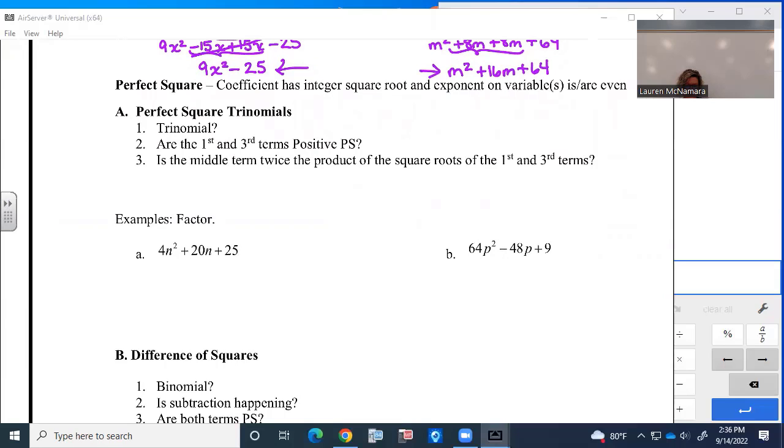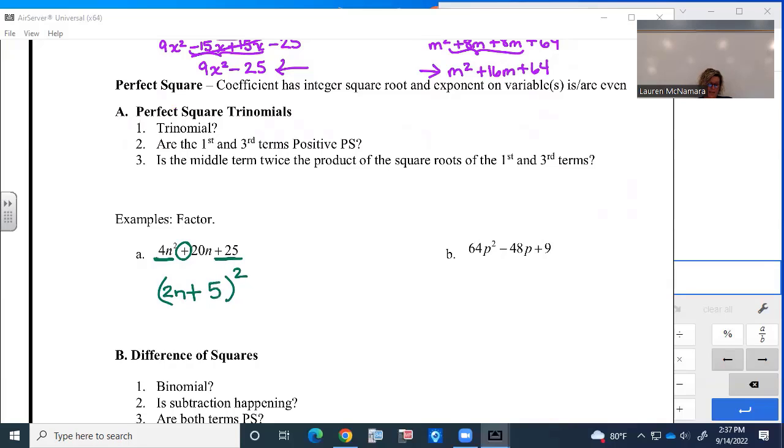My first example that I have here, number one, I have 4n squared. Is that a positive perfect square? Yeah, it's 4 and it's n squared. Plus 25. Is that a positive perfect square? Yeah, it is. So then you say, okay, well, I think it's going to be a binomial squared. My sign is a positive. What is the square root of my first term? 2n.